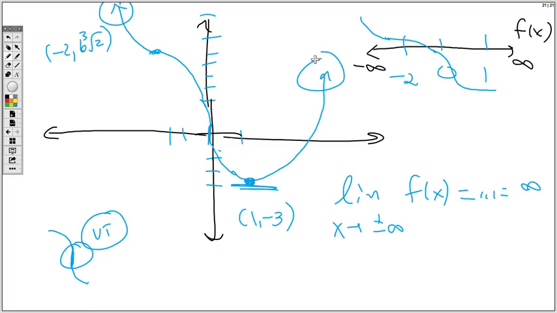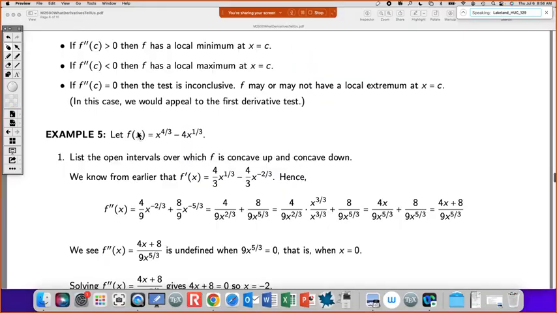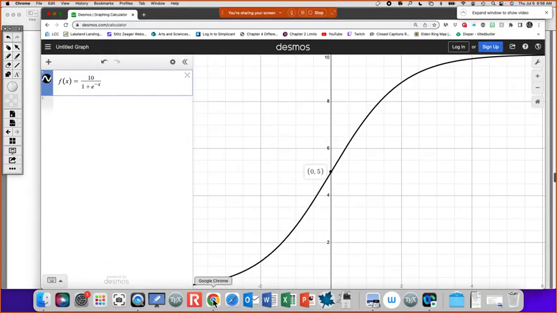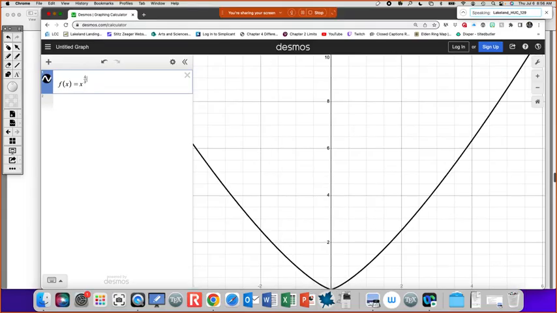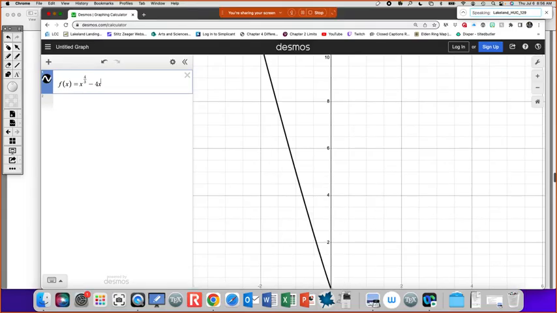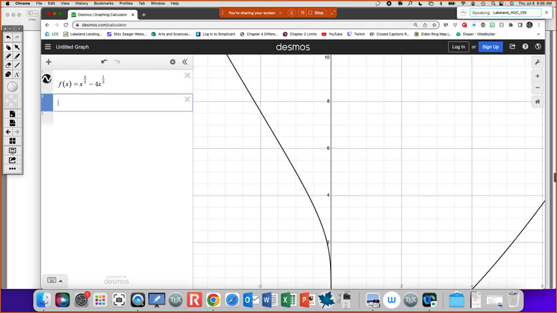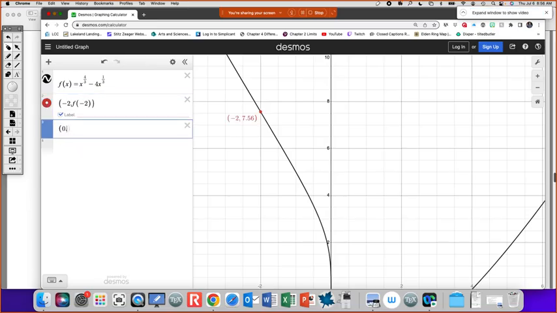Any questions on how we piece it together? Let's fire up Desmos. This is x to the 4/3 minus 4x to the 1/3. We had 2 comma f of negative 2. We had 0, f of 0. We had 1 comma f of 1.